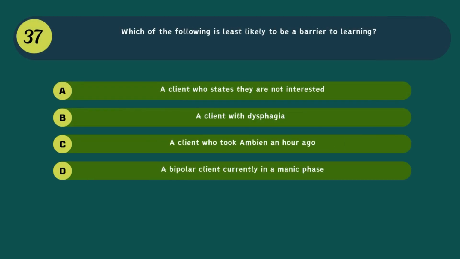Question 37. Which of the following is least likely to be a barrier to learning? A. A client who states they are not interested. B. A client with dysphagia. C. A client who took Ambien an hour ago. D. A bipolar client currently in a manic phase.